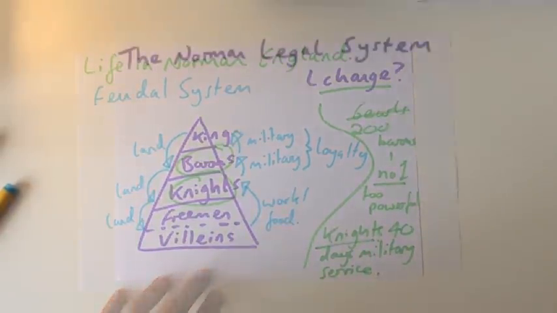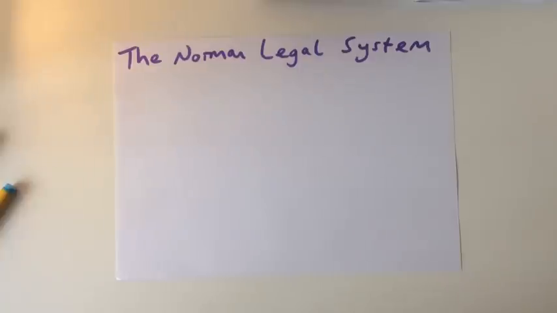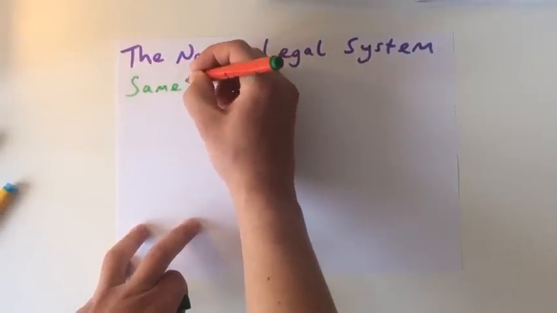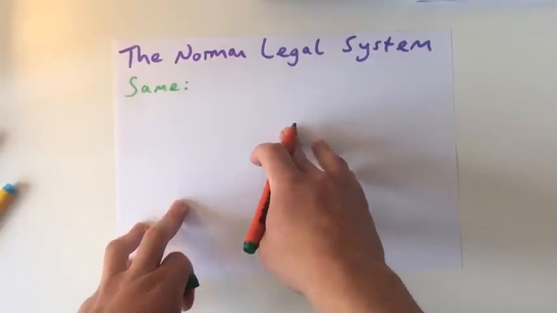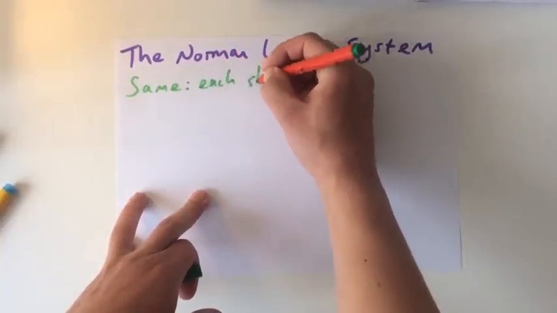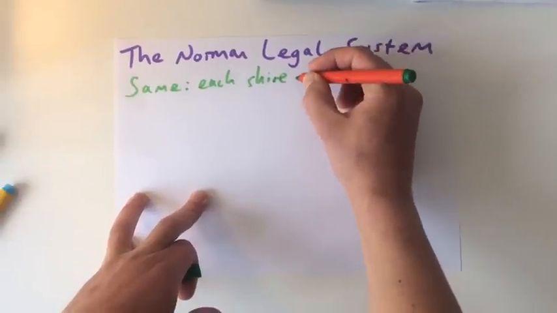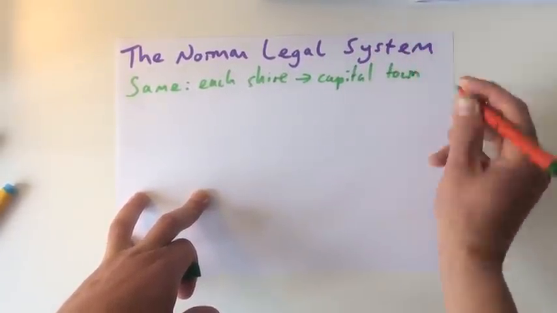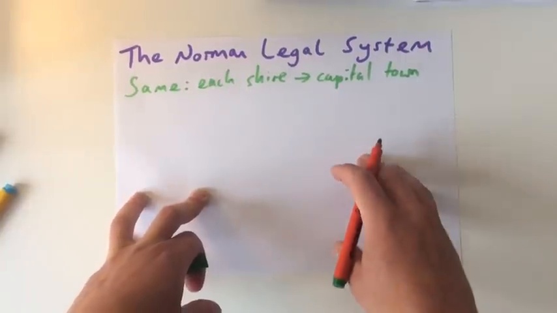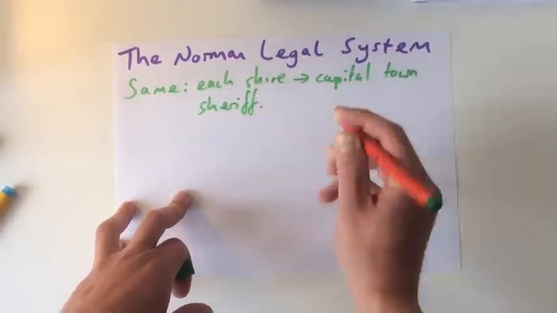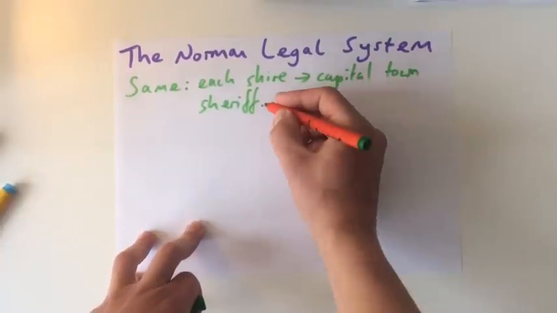So now we come to the legal system under the Normans. What did the Normans change about the laws of the country? Well, first of all, let's just remember that some things stayed the same. The basic structure of the law stayed the same. So, for example, each shire or area had a capital town that would run that area, okay? And in those shires, each one had a sheriff who would collect the tax and make the payment to the king.